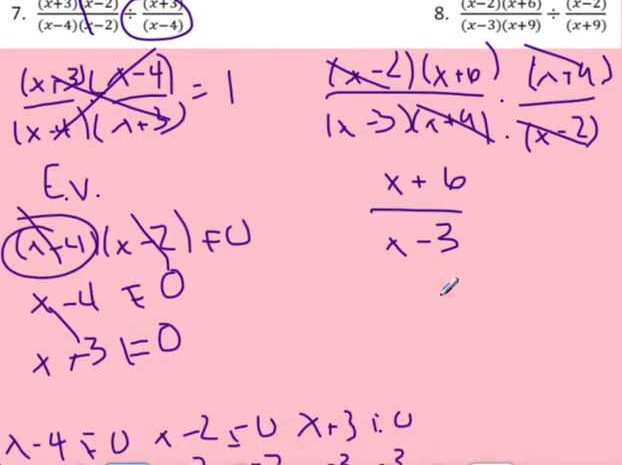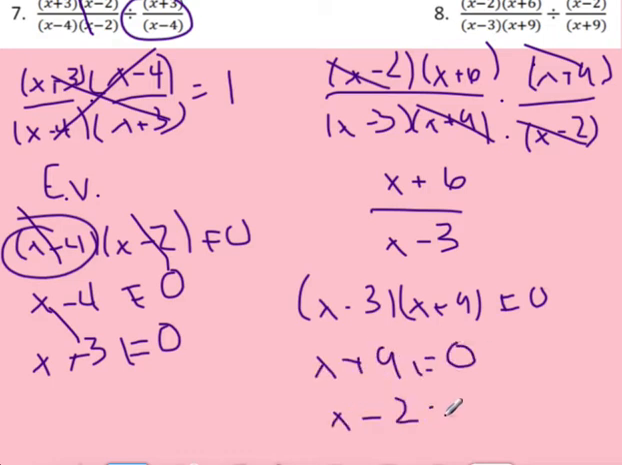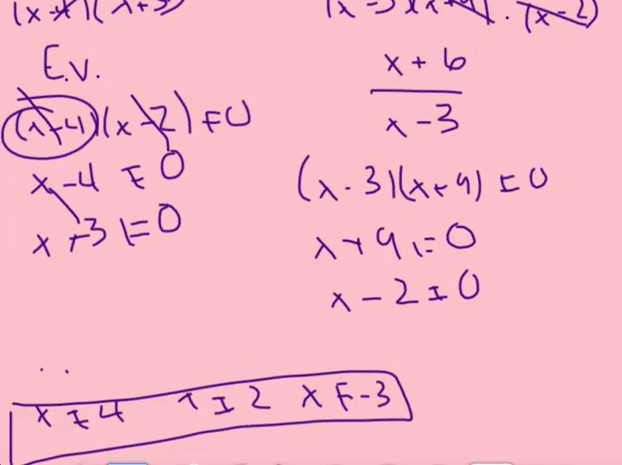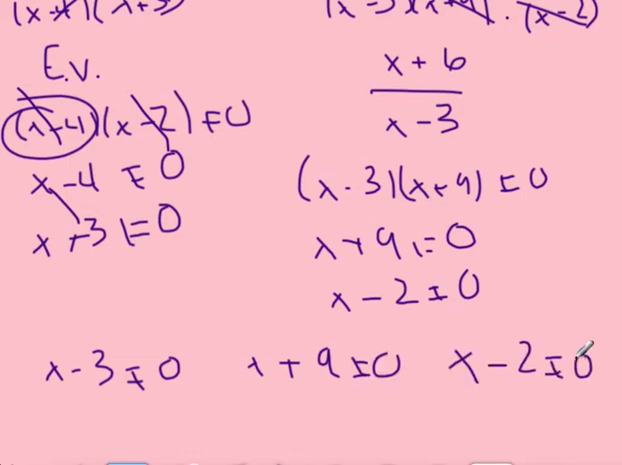So now we need to go through and calculate out our excluded values. To calculate our excluded values, we need to take our original bottom, x minus 3 times x plus 9. That cannot be equal to 0. Our original bottom of our second also cannot be equal to 0, and our original top cannot be equal to 0. So when we write all of that out, we know that x minus 3 cannot be equal to 0, x plus 9 cannot be equal to 0, and x minus 2 cannot be equal to 0. All I did was set each of those factors to not equal 0 once. So then x cannot be 3, negative 9, or 2.